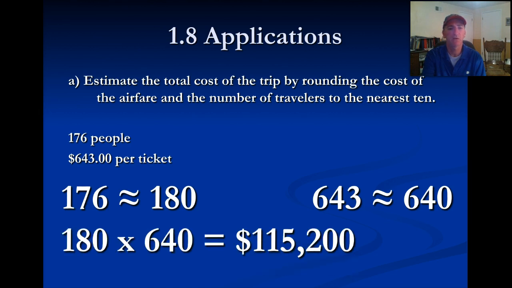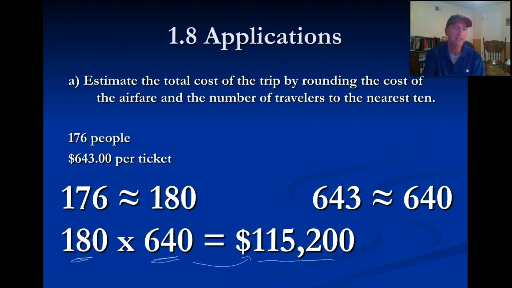Now if I was going to find the total cost, we would be multiplying those two numbers. You have about 180 people, and each of those 180 people are going to spend about $640, and that is a result of 115,200. Now we could multiply that out longhand. We talked about that earlier in previous videos. So that's the solution to A. Round it to the nearest 10 gives us this amount. It's not exact, but it's close.